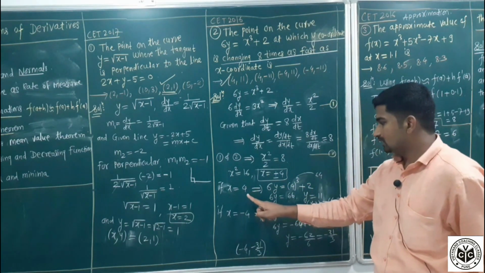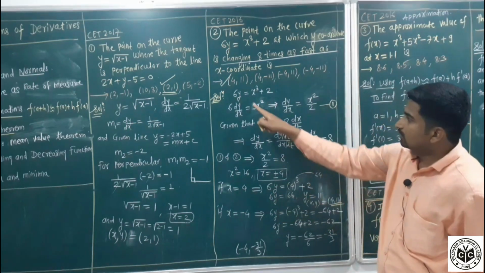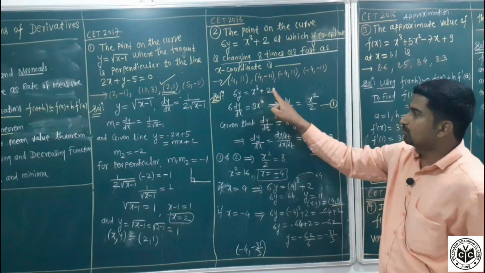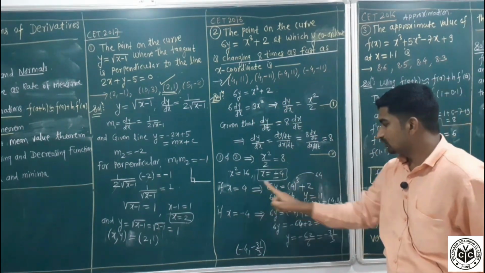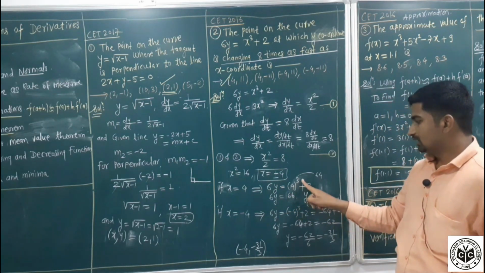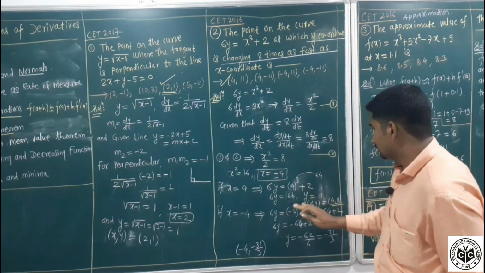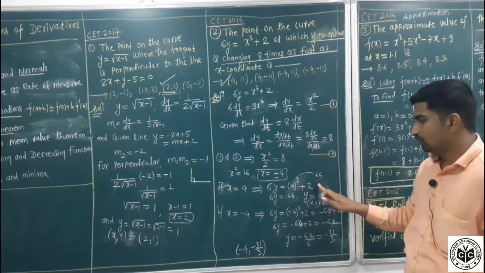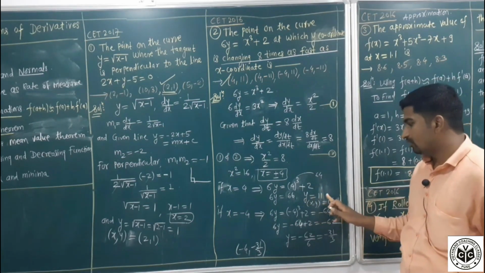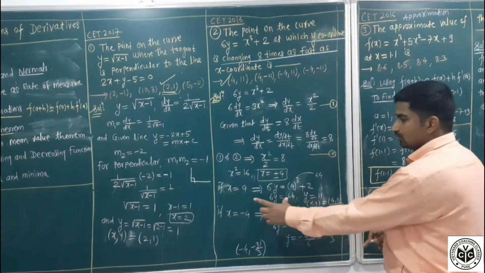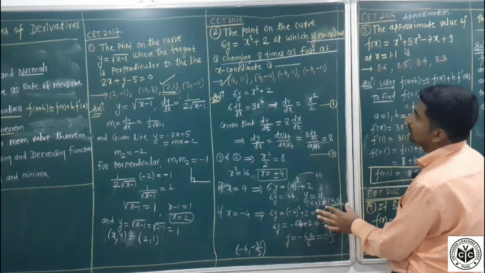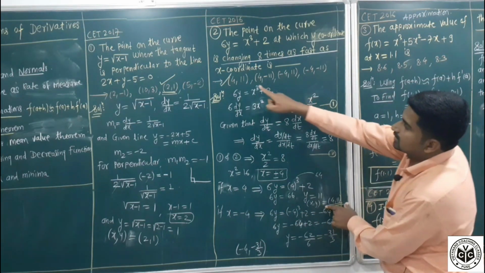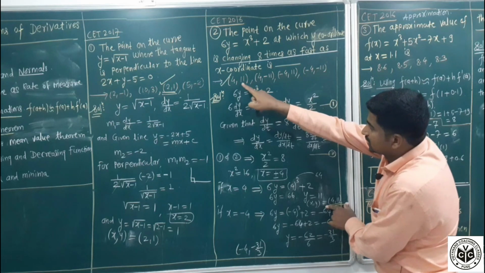If we put x is equal to 4 in this equation, 6y equal to x cube plus 2, then 4 cube is 64, 64 plus 2 which is 66. My value of y is 11. So we have got this point 4 comma 11. Already they have given this answer 4 comma 11. So this is the correct answer.